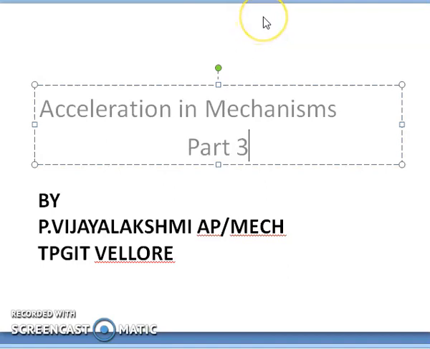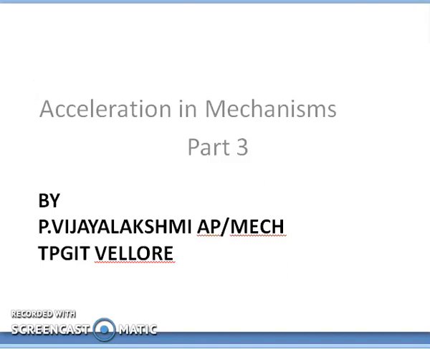So, good morning. Today we are going to discuss acceleration and mechanisms part 3. In the previous two lectures we were discussing acceleration and mechanisms for slider crank mechanism. In today's class we will be discussing this for a 4-bar chain.